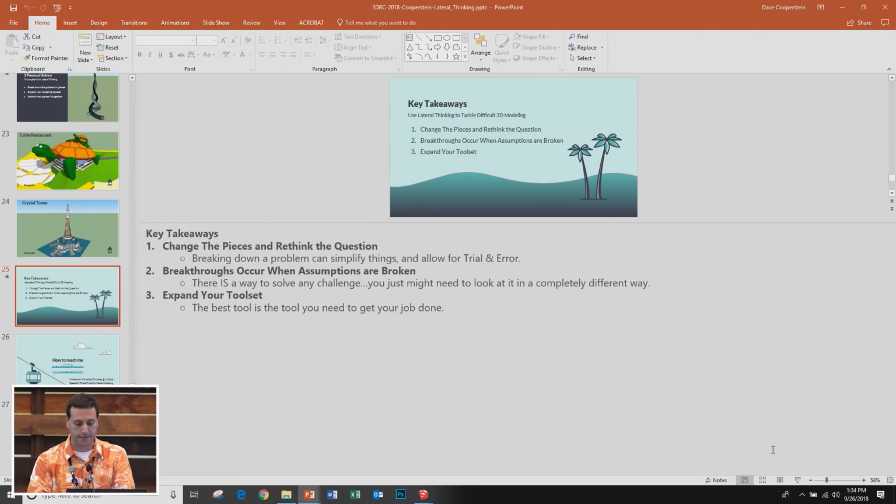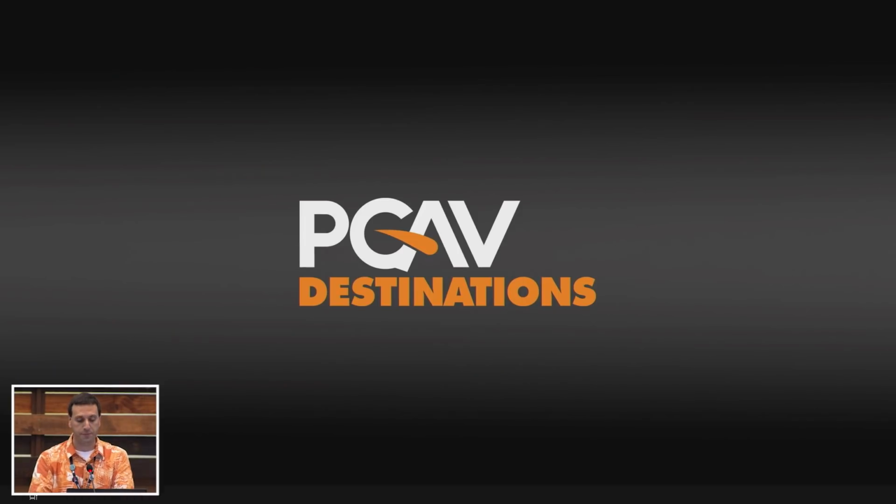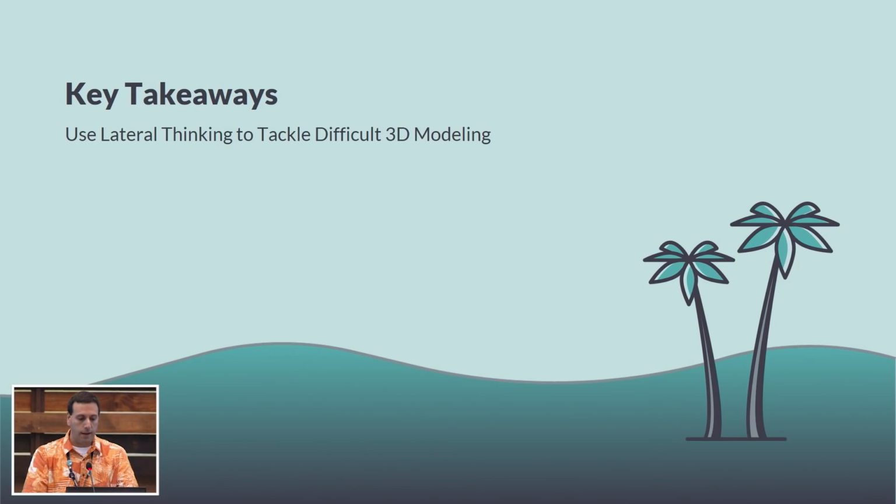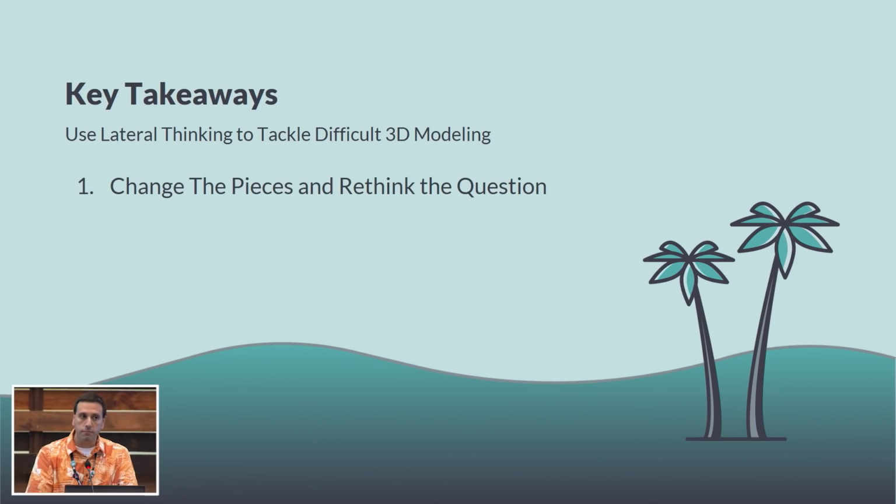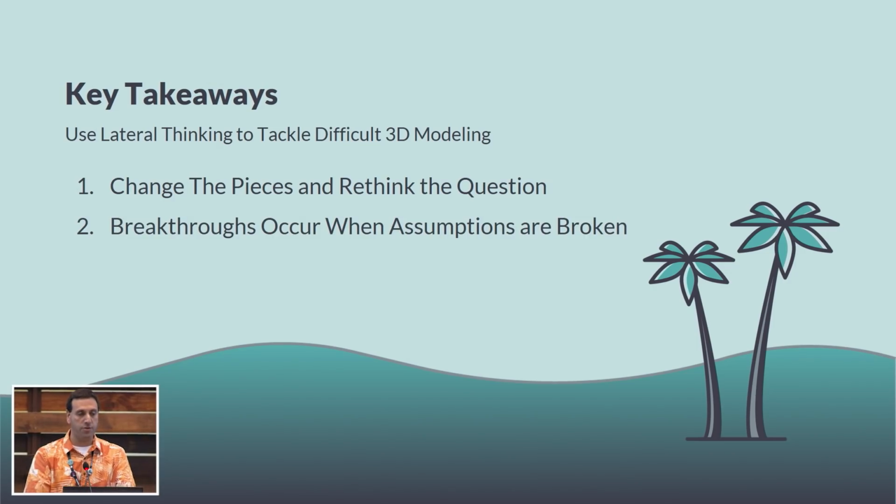Here are the key takeaways. My key takeaways, anyway. Change the pieces and rethink the question. Breaking down a problem can simplify things, right? It allows for trial and error. I said this earlier, breakthroughs occur when assumptions are broken. There is a way to solve for any challenge. You just might need to look at it in a different way. And expand your tool set.